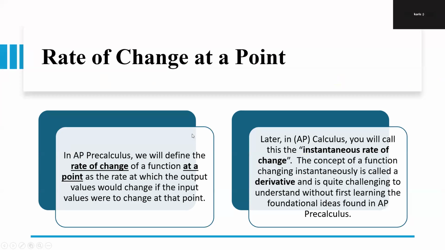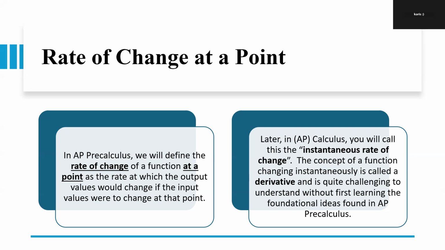All right. So in Precalc, we're going to find rate of change at a point. So we're going to look at a specific point and see how is it changing? Is it growing? What happened at that specific point? Later in AP Calculus, you're going to talk about instantaneous rates of change. And that is what we call a derivative. You're going to be taking the derivative of a function. That is not our class. That is in AP Calculus.